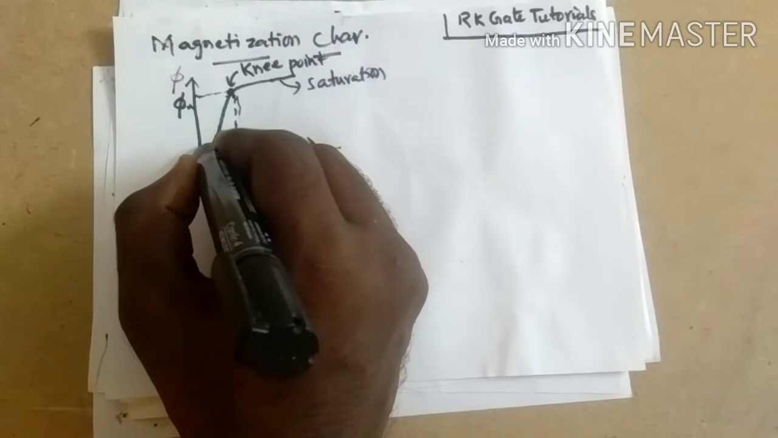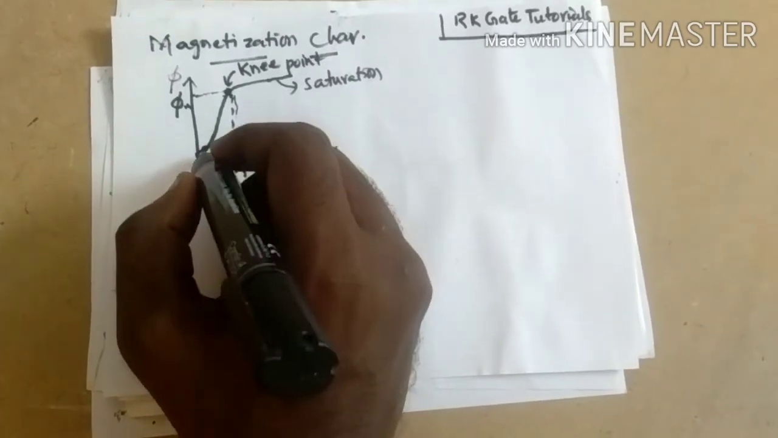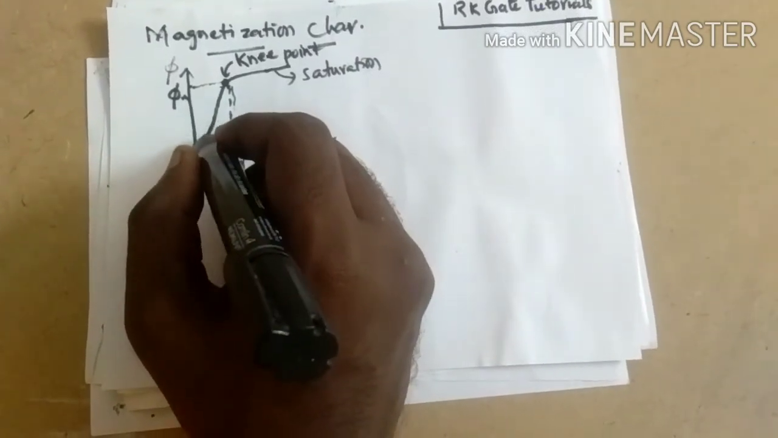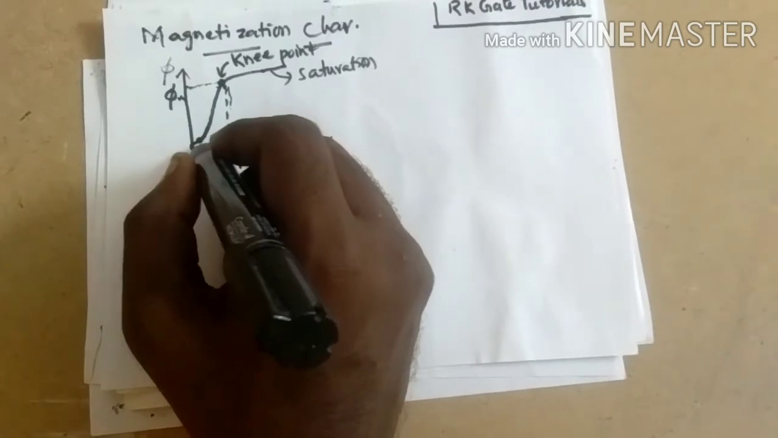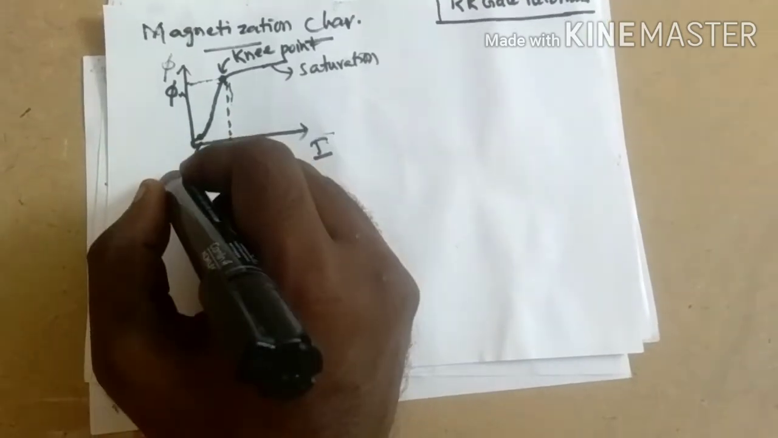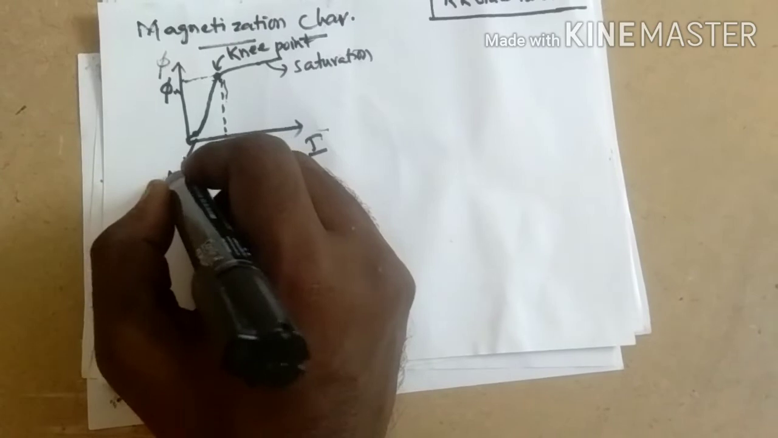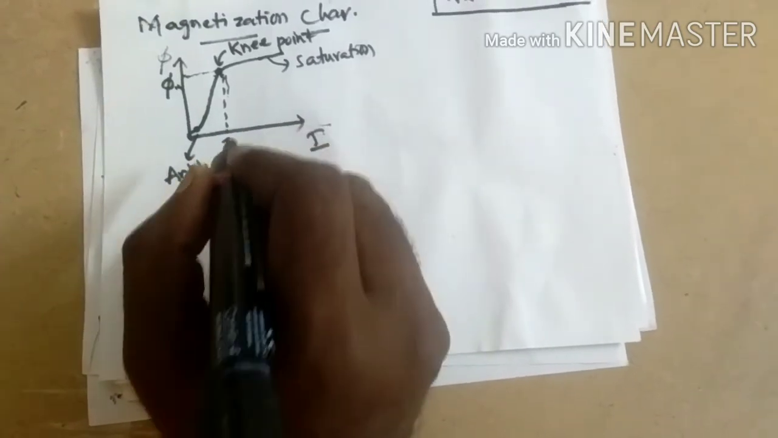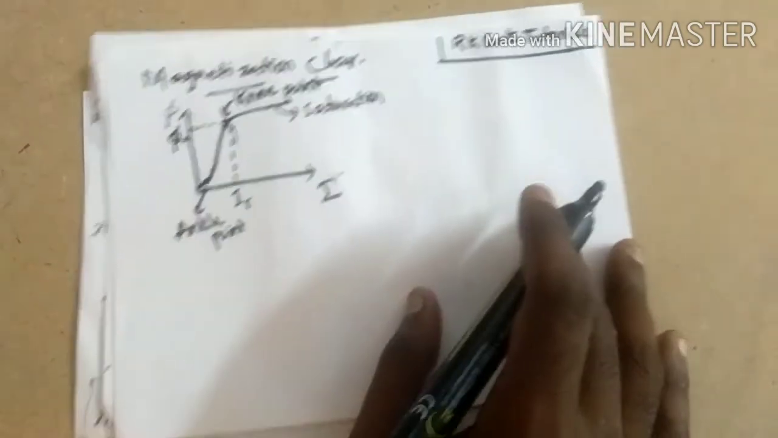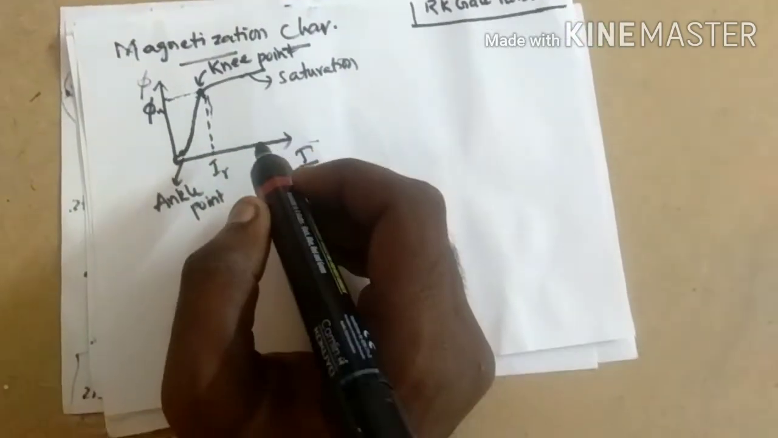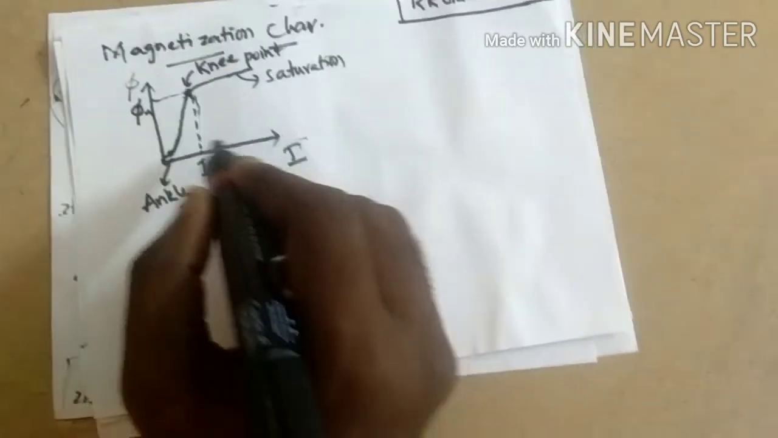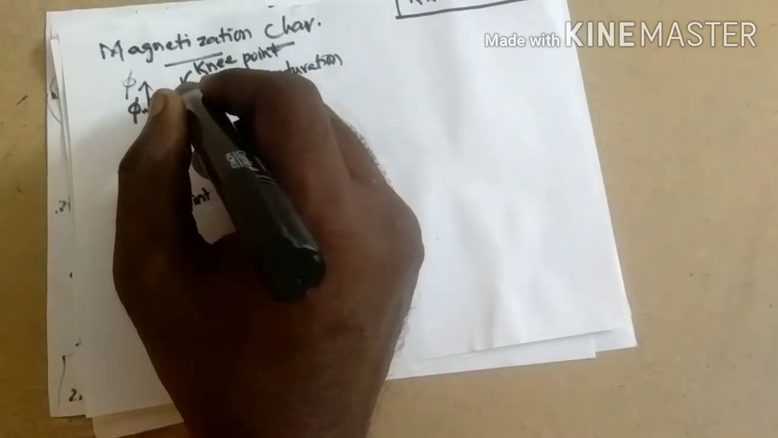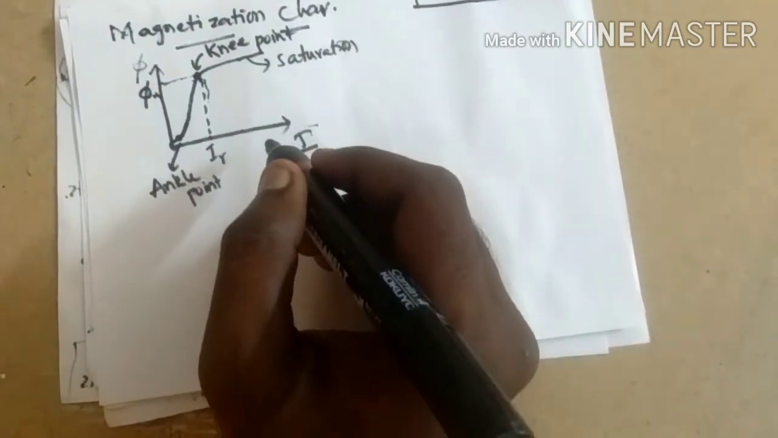And here, at the beginning of the rise, for a small change in current there is a large change in the flux. Such a point is called the ankle point. Very important, these two. We may get a question in GATE or PSUs. So remember. Let us see what happens to the knee point and what happens to the ankle point.